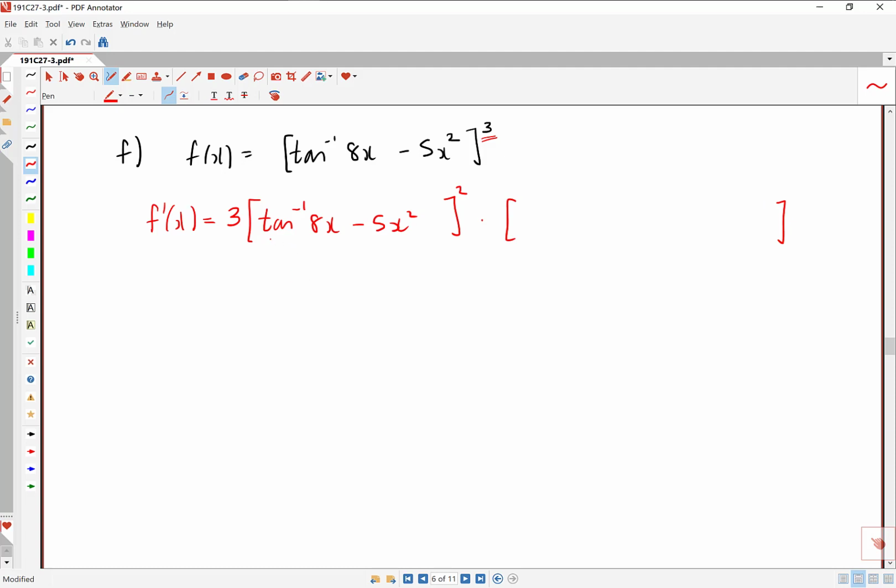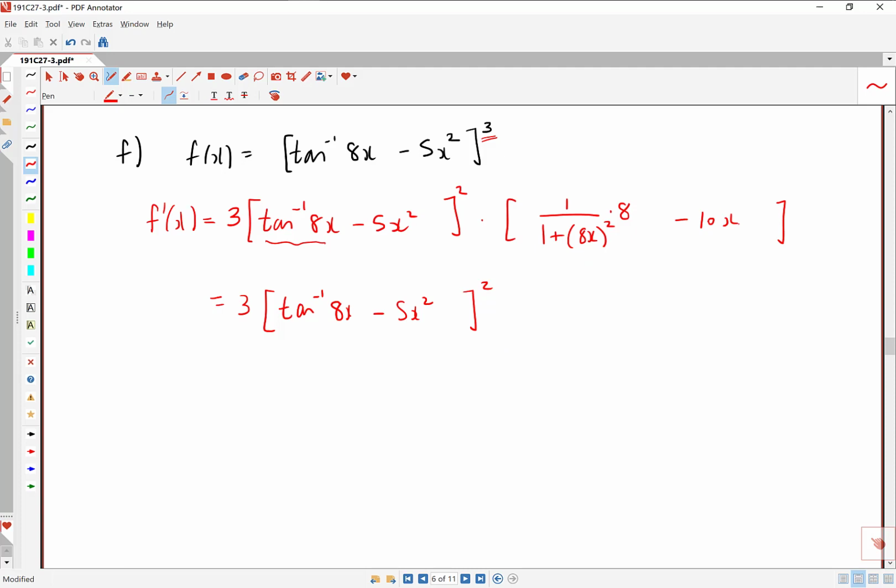So let's think about the derivative of arctan of 8x. It's going to be 1 over 1 plus our inside function squared times the derivative of that inside function. And then moving over to the next term, we'd have the minus 10x. So in terms of rewriting this answer, we would keep the first part as is. That looks good. There's no simplification that's going to happen here. So we've got 3 times arctan 8x minus 5x squared, all squared.